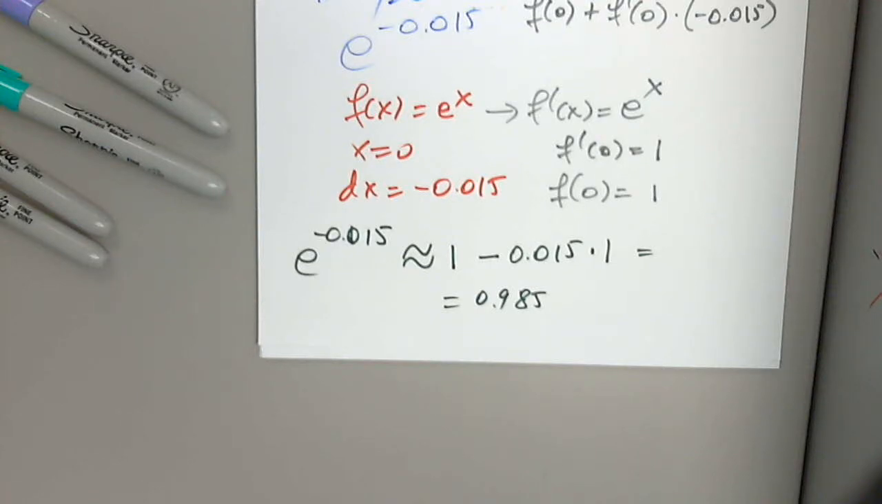E2, let me clear all this. E2, parentheses, negative 0.015, and enter. Are you happy with the answer? Very happy, right? Could you have done this by hand? Absolutely not. No one can do e to negative 0.015 by hand. But now we can because of calculus.